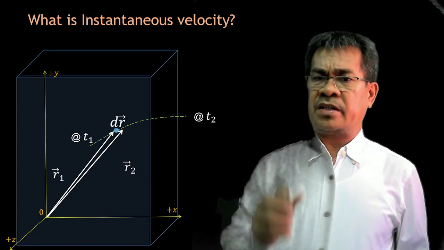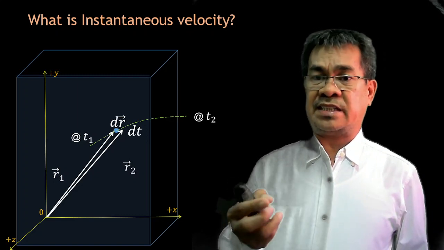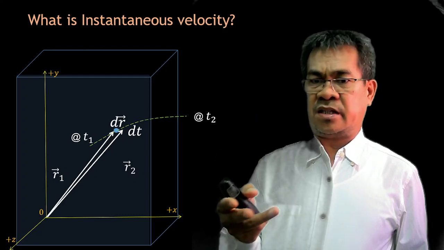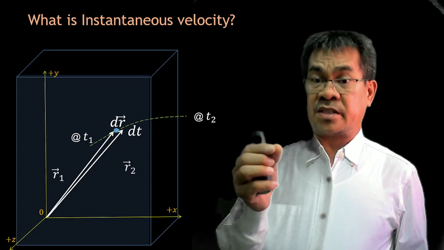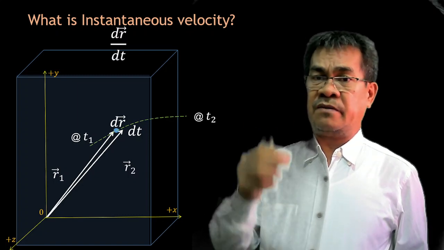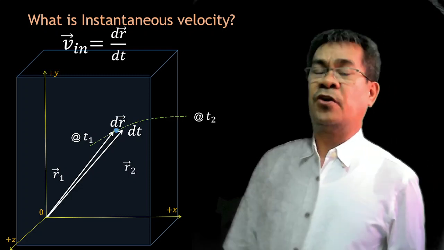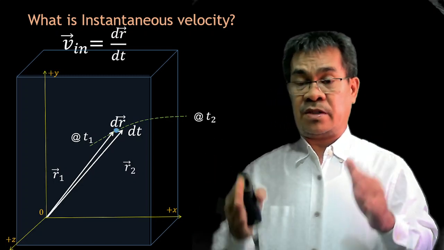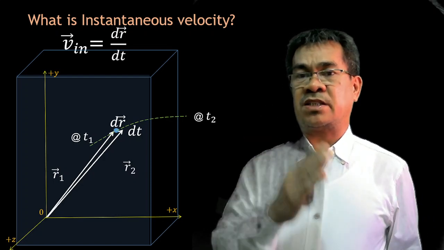Now if we have a very, very small displacement, then we have a very, very small time interval also, and we call that dt. In mathematics, dr means the derivative of r, and dt is the derivative of t. So the word derivative means it's very, very small. With that, we can divide dr over dt. This is called the instantaneous velocity, or the velocity at a certain instant. Take note, we are not talking about an interval between T1 and T2. It is an infinitesimal displacement.